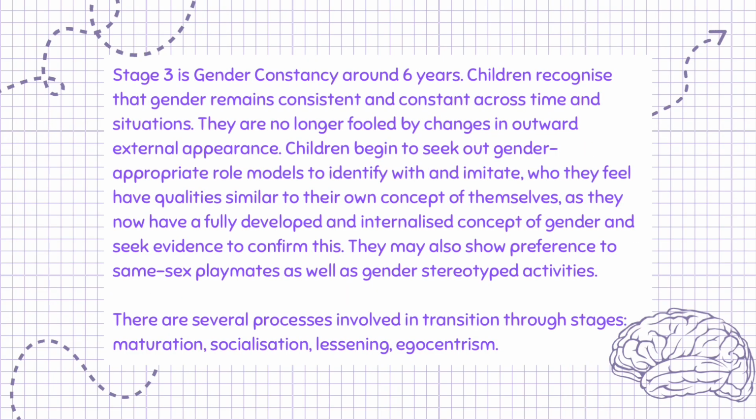Stage 3 is gender constancy, around 6 years. Children recognize that gender remains consistent and constant across time and situations. They are no longer fooled by changes in outward external appearance. Children begin to seek out gender-appropriate role models to identify with and imitate, who they feel have qualities similar to their own concept of themselves, as they now have a fully developed and internalized concept of gender and seek evidence to confirm this. They may also show preference to same-sex playmates as well as gender-stereotyped activities.